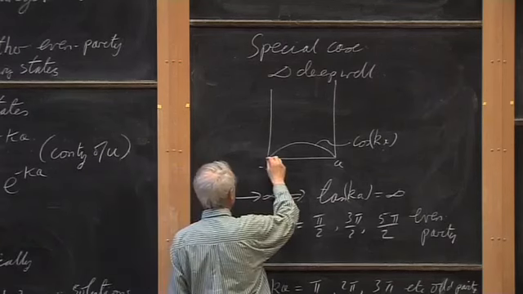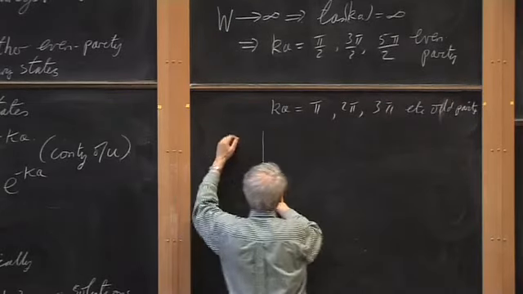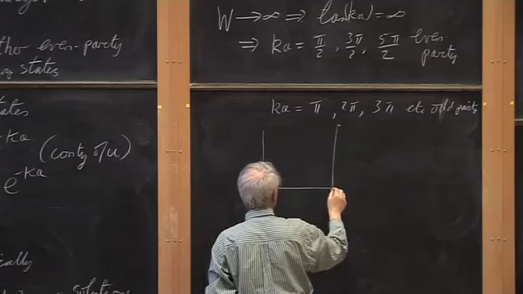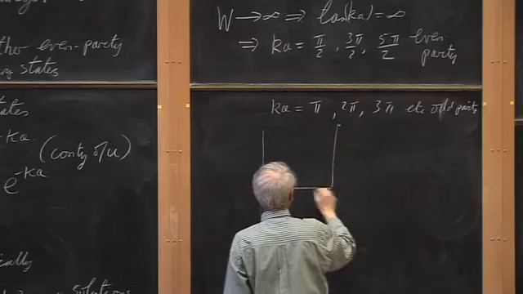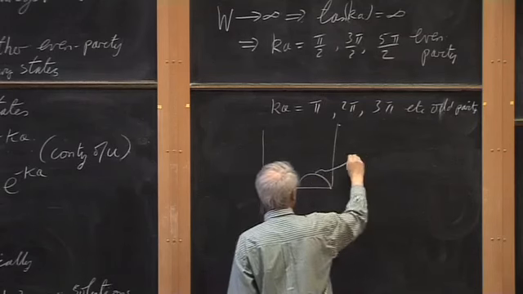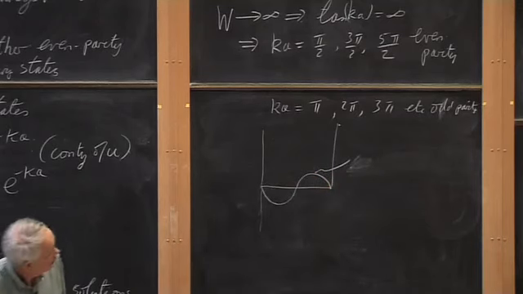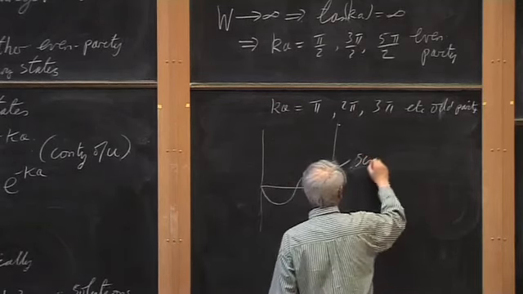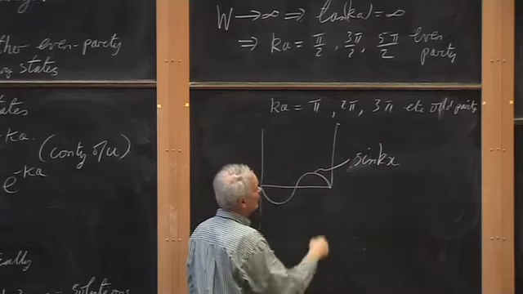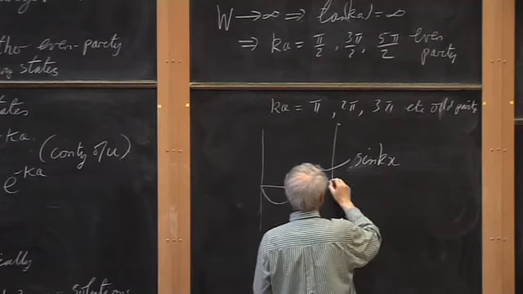And the same thing will happen for the odd parity states. For example, the first odd parity state is going to have a wave function which looks like this. It's going to be sine Kx, where Ka is equal to a number of pi's, and therefore the sine vanishes. So it's going to vanish at the edges.